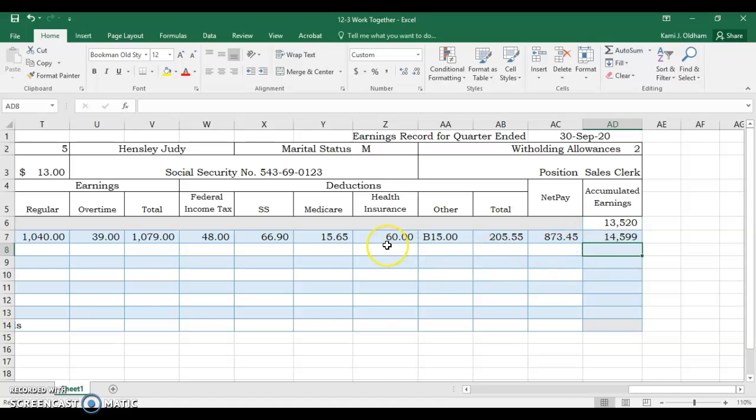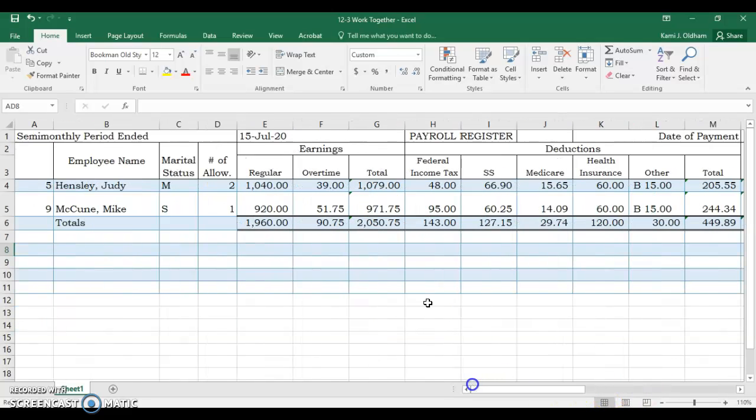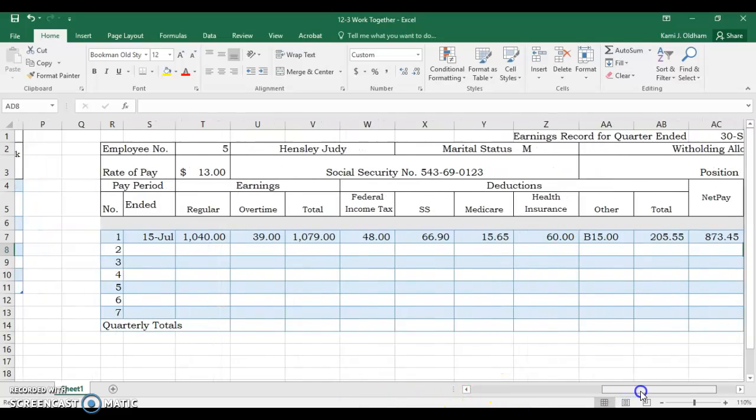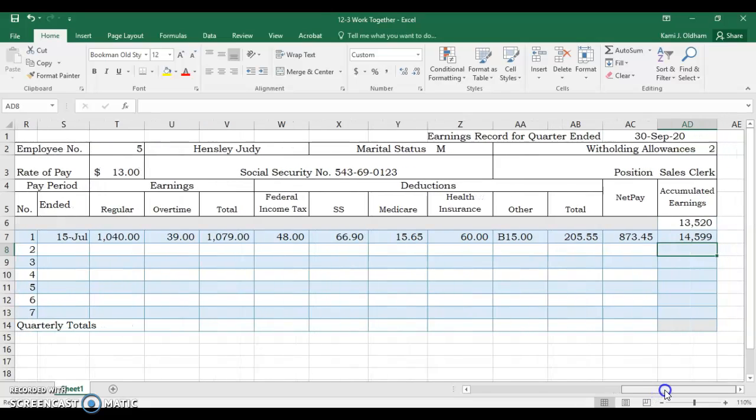And that is an earnings record. So we have a payroll register, which has my whole register of employees. And then an employee earnings record is specific to that one employee. So if I ever needed to look up anything about Judy, like what she's getting paid, what her position was, let's say a new employee started, I could easily find out all that information right there.